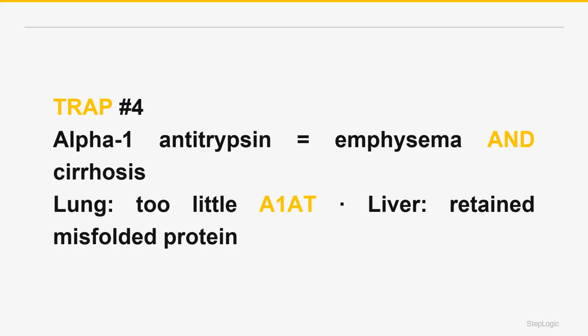Trap 4. Alpha-1 antitrypsin deficiency hits 2 organs by 2 mechanisms. The lung gets panacinar lower lobe emphysema from unopposed elastase, too little A1AT. The liver gets cirrhosis from misfolded protein retained as PAS-positive globules.